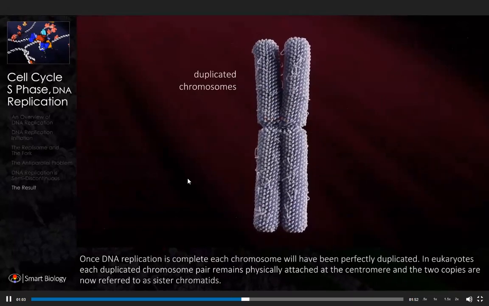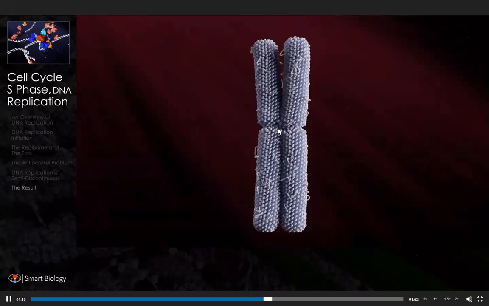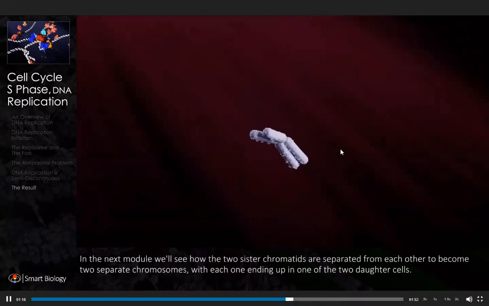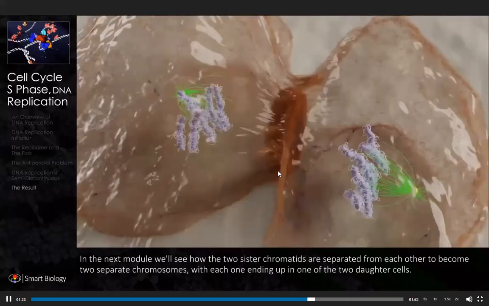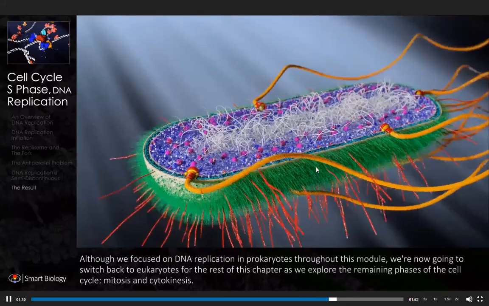So in eukaryotes, each duplicated chromosome remains physically attached at the centromere. So remember those proteins we learned about last week. They are called cohesins. They keep the two strands together, and then when they're cleaved at anaphase, they will be separated.